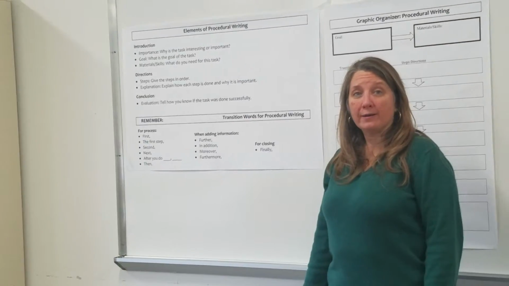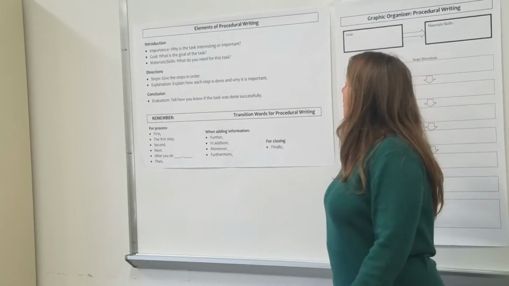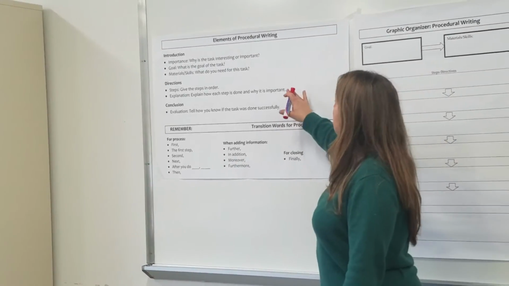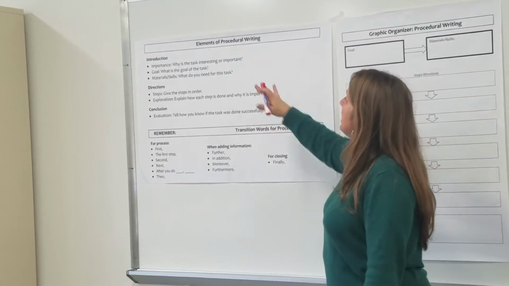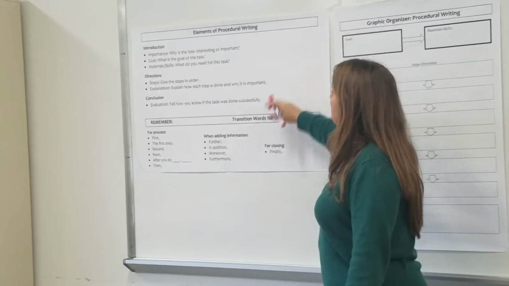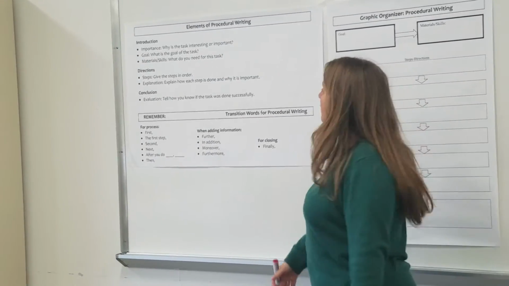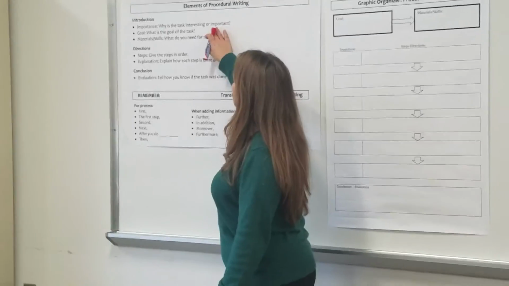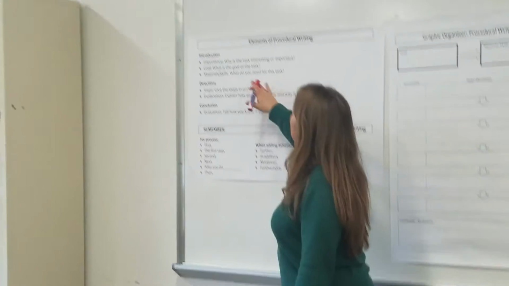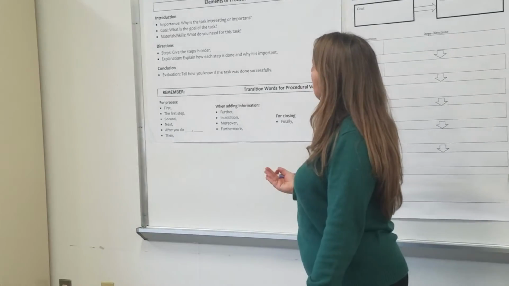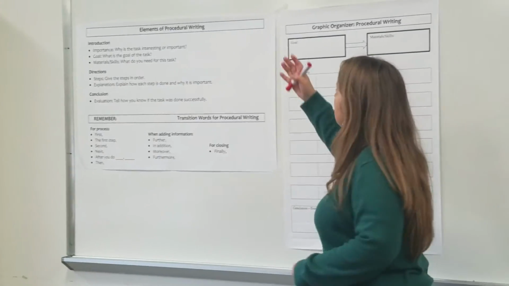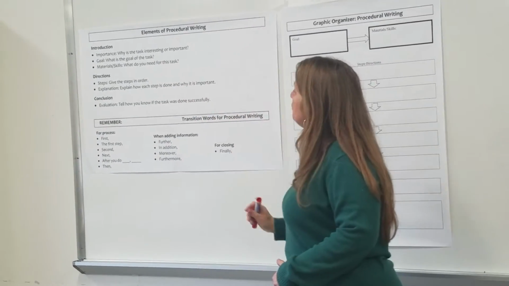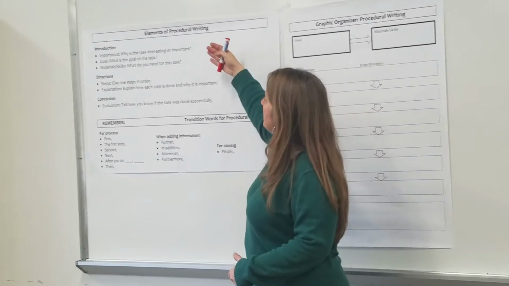So the O part in the tab 4 is your organizational elements. And this particular paper is a procedural writing paper, so the elements of procedural writing are very important for us to consider. First of all, we have an introduction, and we have to ask these questions in our introduction and answer them. Why is the task interesting or important? All right, and then what is the goal of the task? What materials or skills do you need for this task? That's all in your introduction.